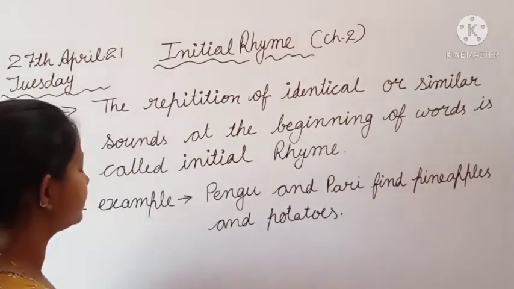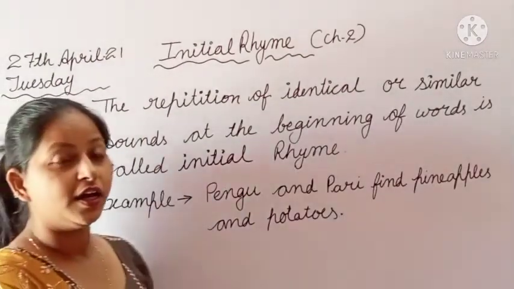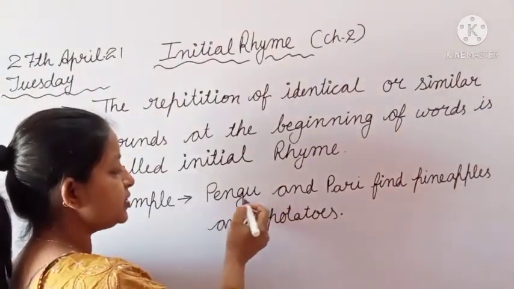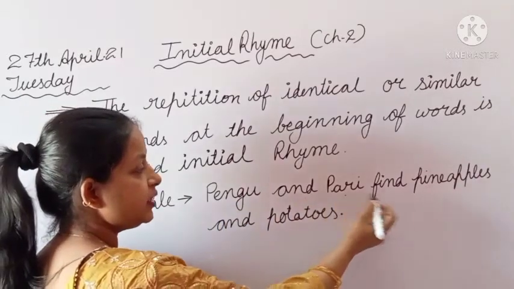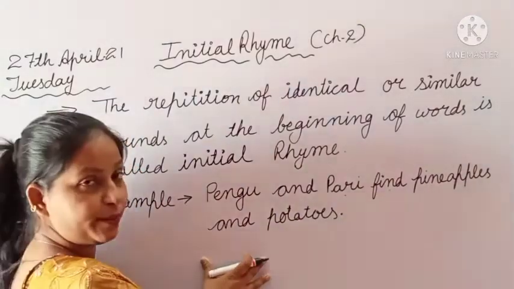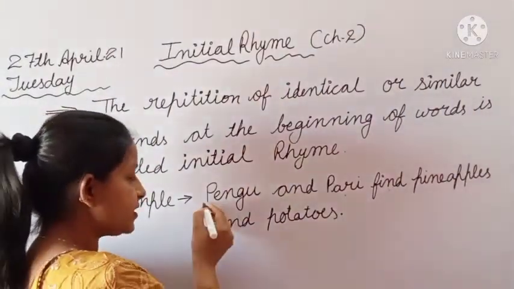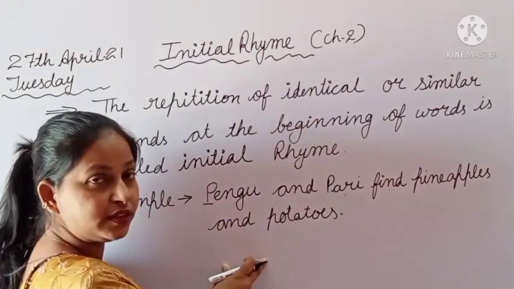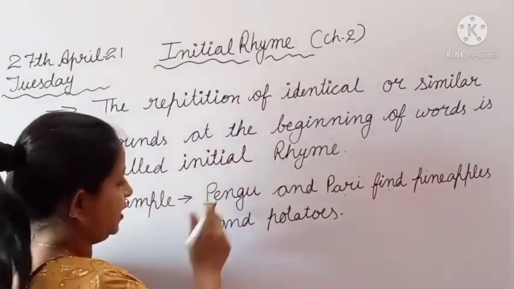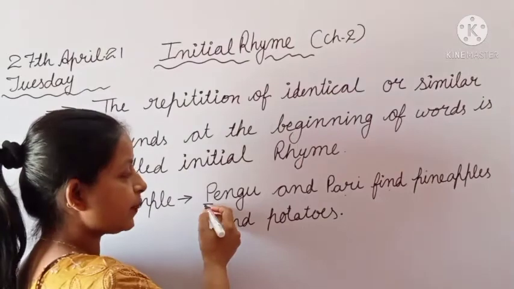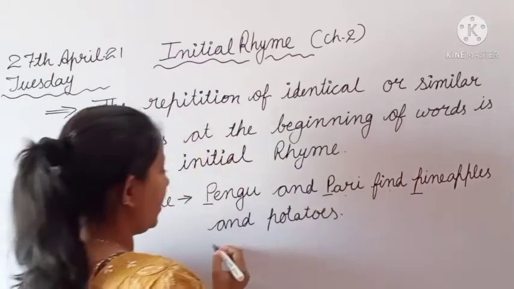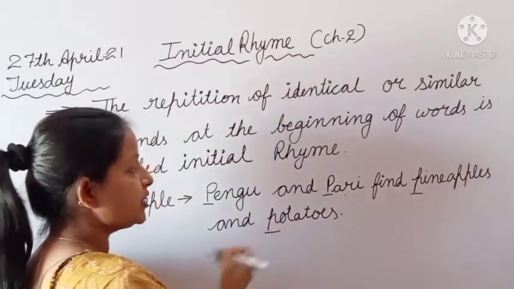How? Like this. In chapter 2, Pengu, Pengu, Pengu and Pari find pineapples and potatoes. In this example, we see the first letter of each and every word of this sentence is P. The first letter of Pengu is P. The first letter of Pari is P. The first letter of pineapple is P. And the first letter of potato is P.